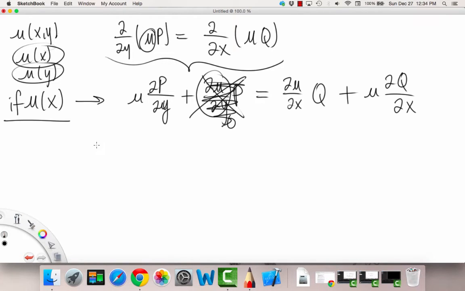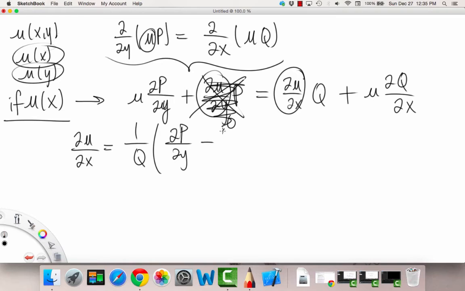So then we can actually devise our own new kind of differential equation. So del mu del x, I'm just going to solve for that. If we get this by itself, we're basically going to get 1 over q times del p del y minus del q del x, and del means partial, right? So we have something like this equation here.